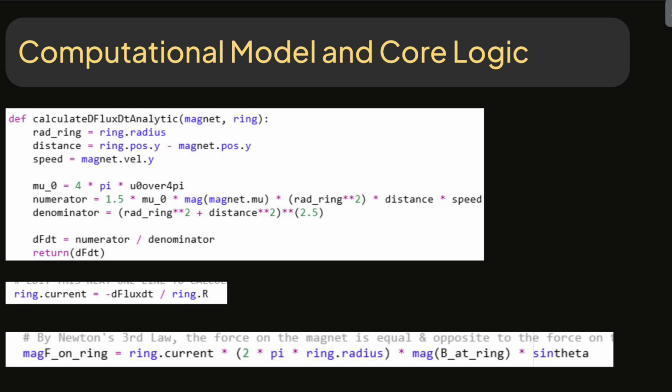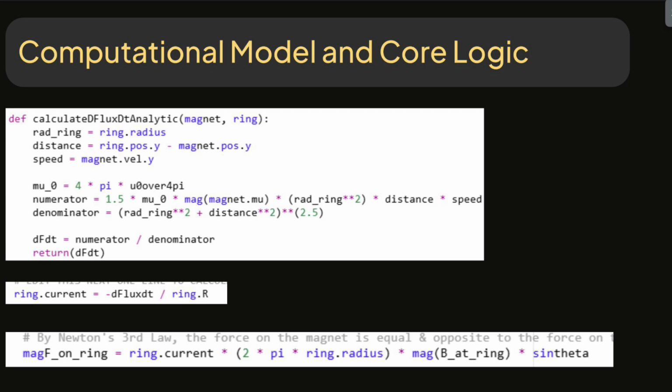The tube is modeled as a vertical stack of individual non-interacting conductive rings. Within our simulation loop, for each time step, the code dynamically updates the distance between the magnet and each ring to compute the analytic time derivative of the magnetic flux, dΦ/dt. This tells us the current induced in each ring.